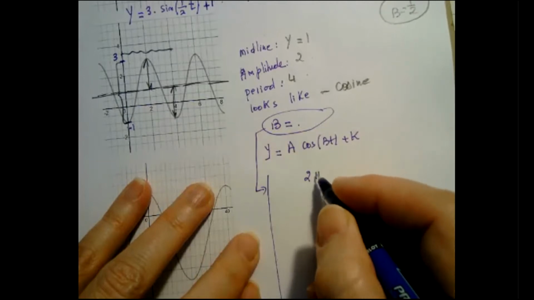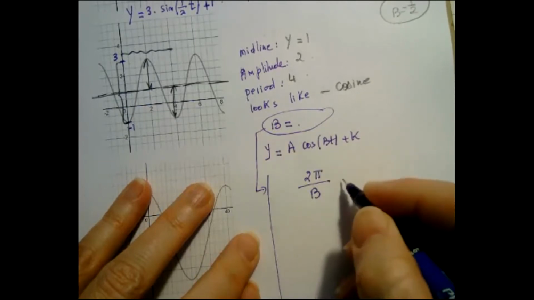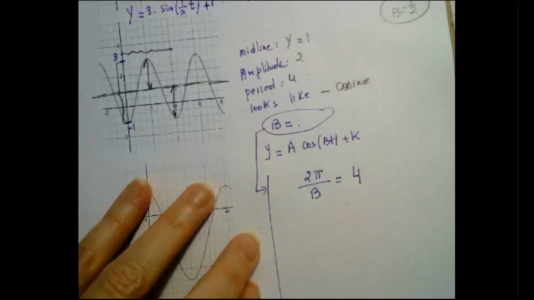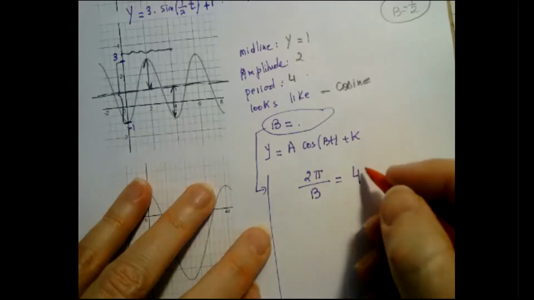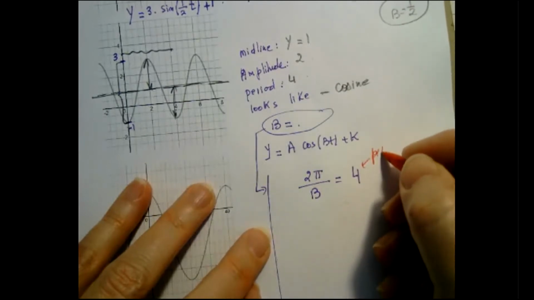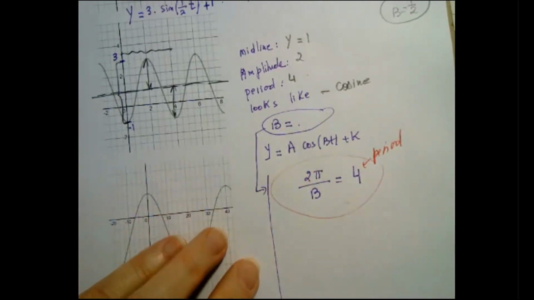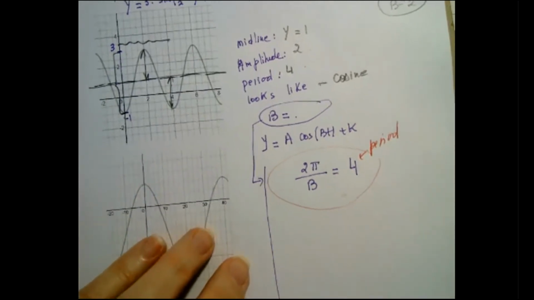That's the relationship. 2 pi over B is equal to the period, which is 4. Once you set up, you're done. You don't have to guess at all. 2 pi over B is the period. Because I don't want you to memorize all kinds of formulas. That's the only one I really want you to memorize because it's hard to figure it out by yourself.